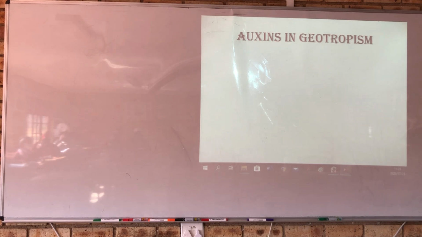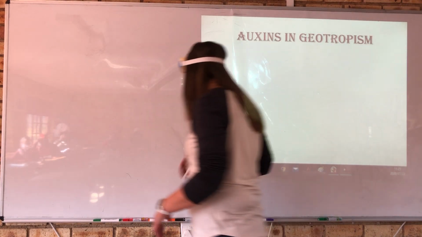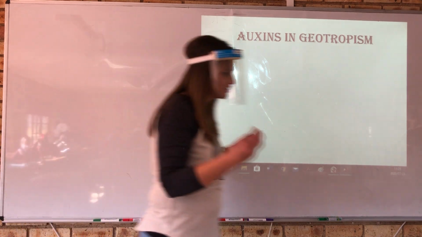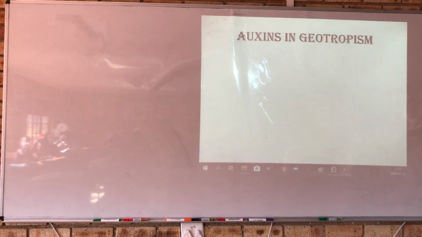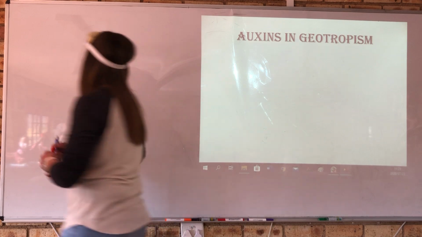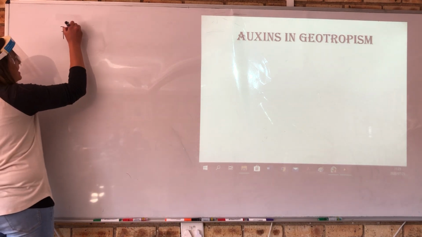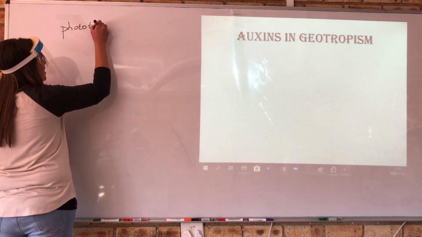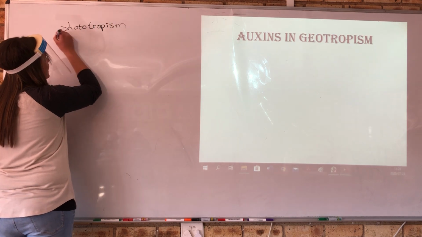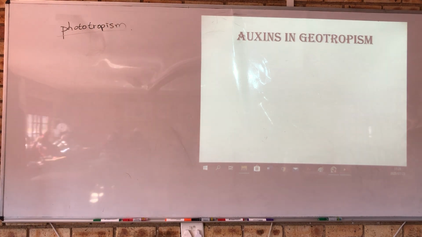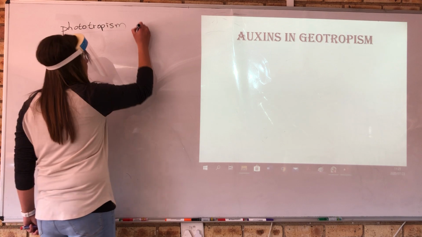Okay, there we go. Okay, so grade 12s. Yesterday we spoke about phototropism, so let's just quickly do a recap. Phototropism. Okay, so what is phototropism? Bending towards the light. It's the bending.